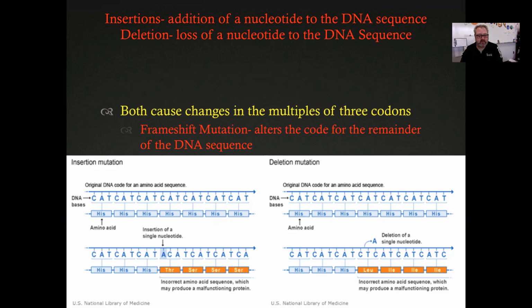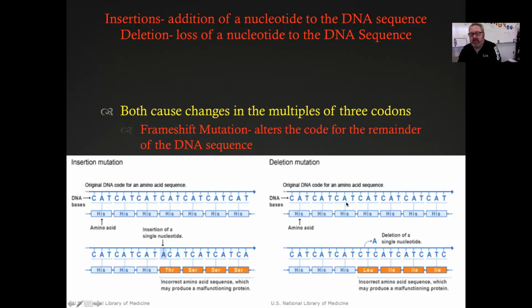So then it's, where did my cursor go? Okay, so ACA, and it screws up the frames that are coming down the line here, if you will. Okay, now we have ACA, TCA, TCA, TCA. Well, TCA codes for serine, not histidine like it's supposed to, okay? So first, ACA would code for threonine, and then after that, because we don't have this insertion the rest of the way down the chain, now it's going to be serine, serine, serine, and that's not good, okay? So that's an insertion.